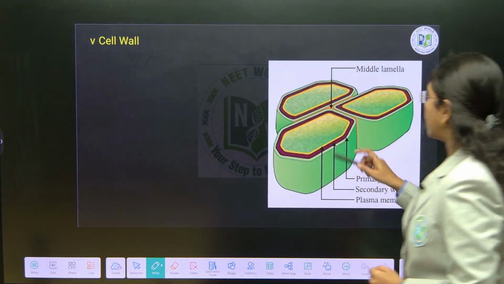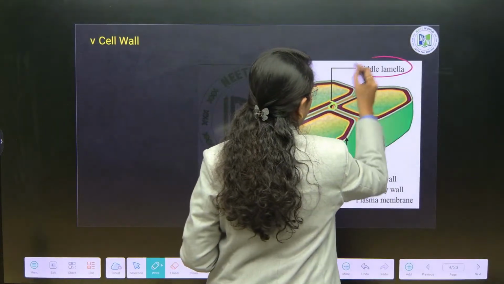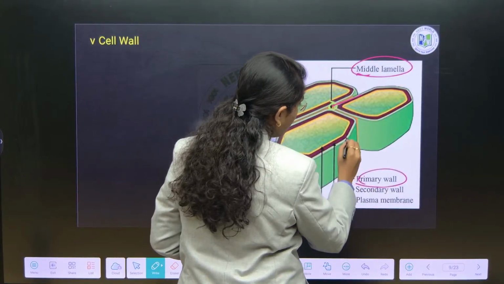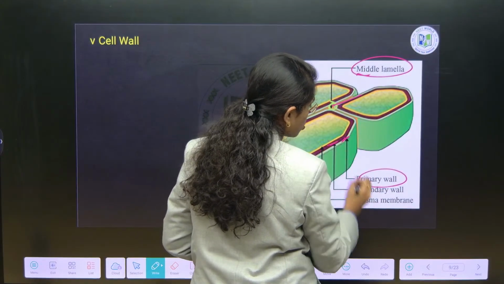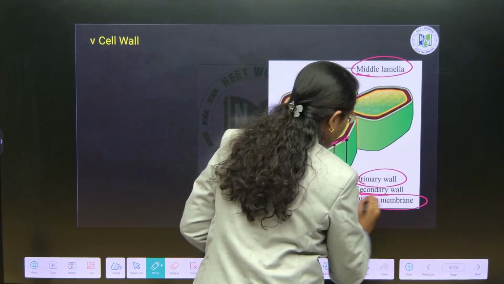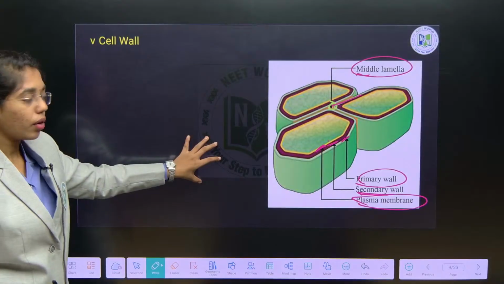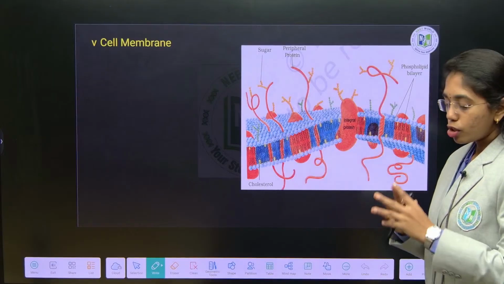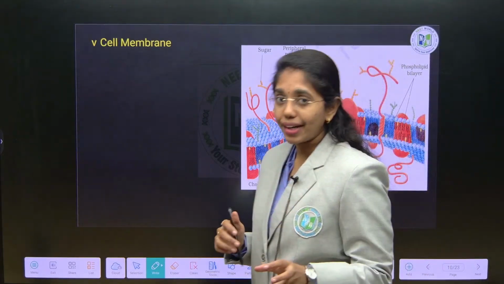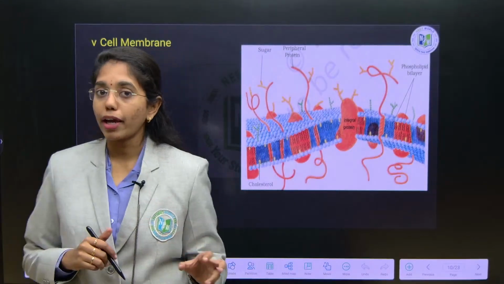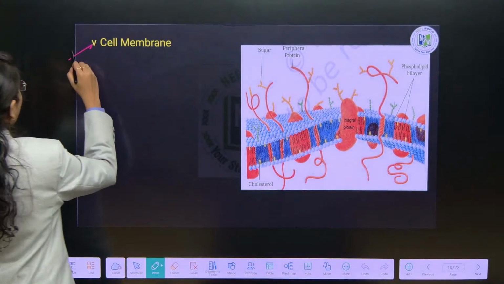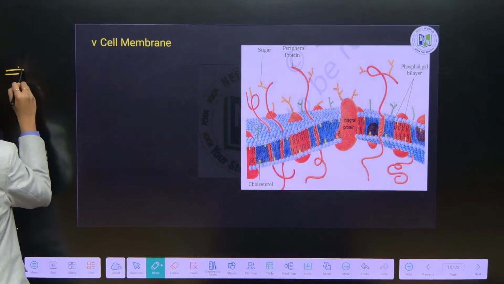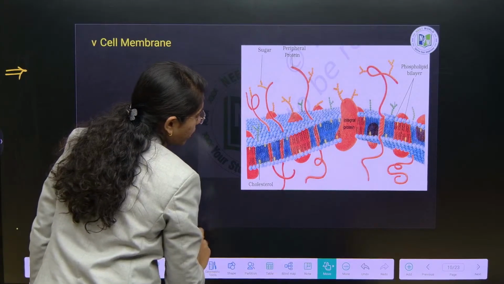The first formed layer is the middle lamella. After the middle lamella next is the primary wall, and then the secondary wall which is close to the plasma membrane, and next you see the plasma membrane. Clear till here? Okay, clear with the image? And then the cell membrane. The cell membrane or plasma membrane is widely studied after the invention of the electron microscope in the 1950s.